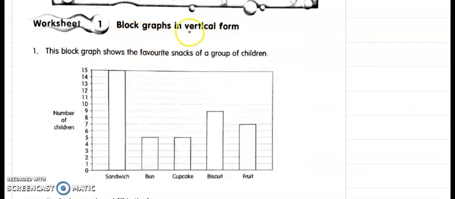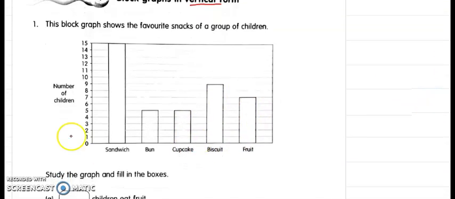Like here a block graph is shown in the vertical form. You can see different blocks are shown here. This is one block, there is another block. This block is representing the sandwich, this block is representing bun, this one the cupcake, this block is for the biscuit, and this block is for the fruit. Now we have here the number of children. This block graph shows the favorite snacks of a group of children. Here we have the number of children starting from 0 till 15. The maximum number shown here is 15, and on this side the name of their favorite snack is written, which food they are choosing.